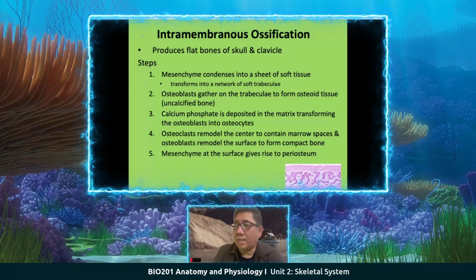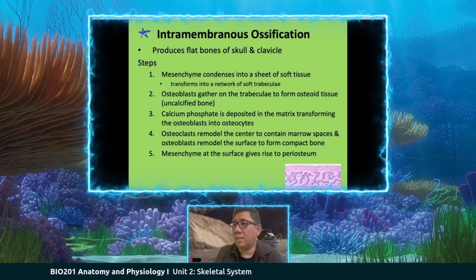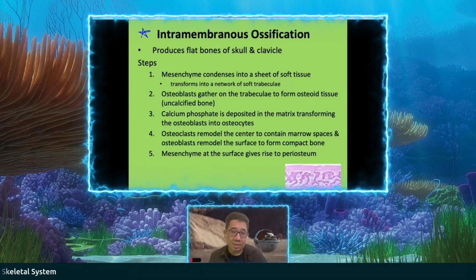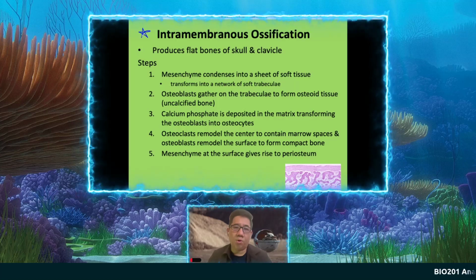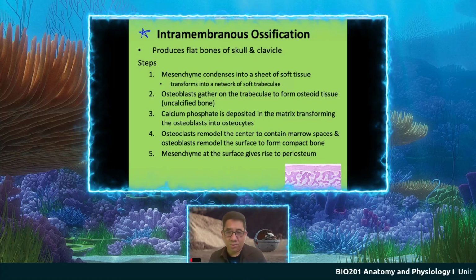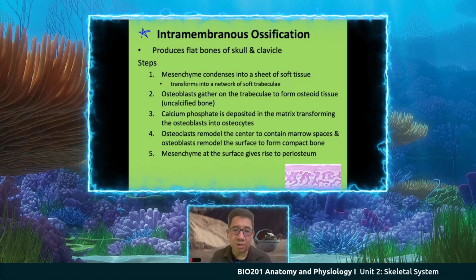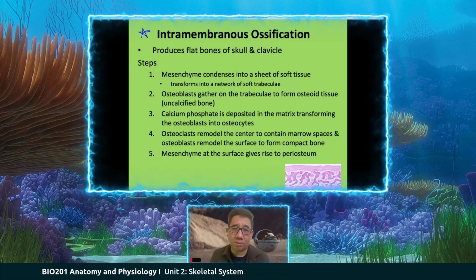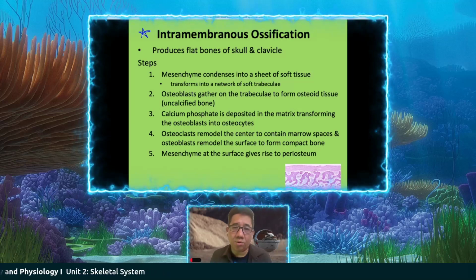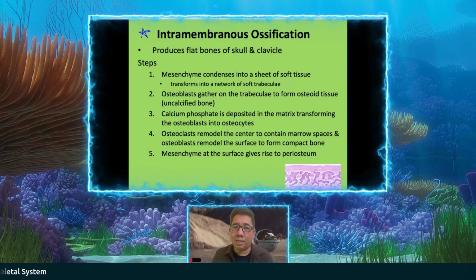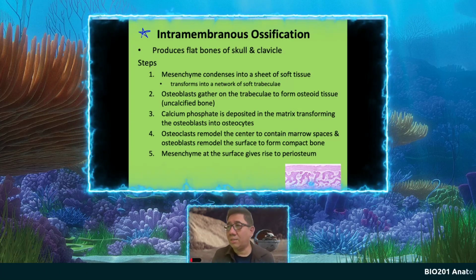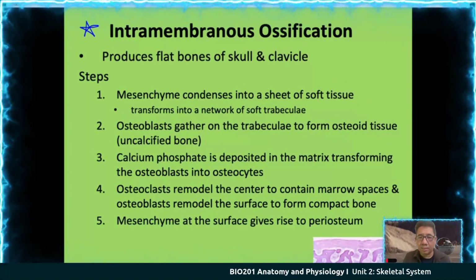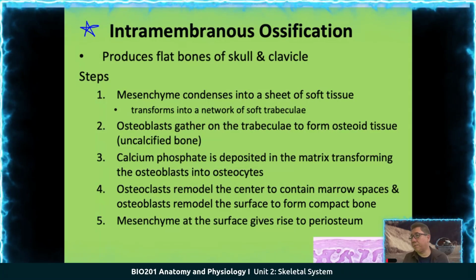Next big concept to remember is called intramembranous ossification. Ossification is basically how we make your bone, how your bones were made. When you're a little fetus, a little critter inside the womb, this is how the bones were formed. There are actually two main ways that your bones are formed. The first one is called the intramembranous ossification.